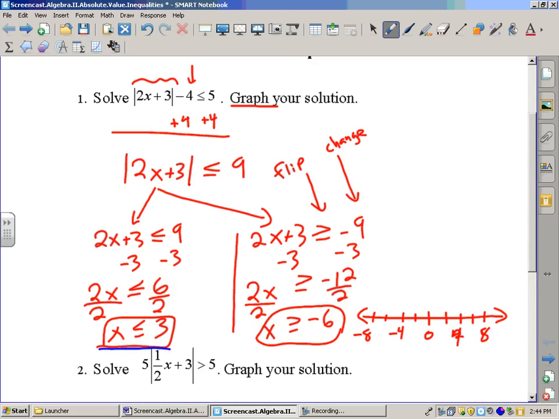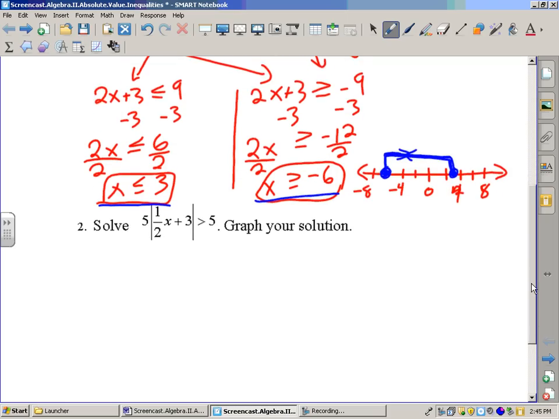Over here, I'm going to have a closed dot at 3. There's my closed dot. And I'm going to shade to the left because it's less than. So I'm going to shade in that direction. Then I'm going to go to this one. I'm going to have a closed dot at negative 6, which is right here. X is bigger than or equal to negative 6, so I'm going to shade to the right. So this entire space in here, between these 2 solid dots, becomes my solution set.